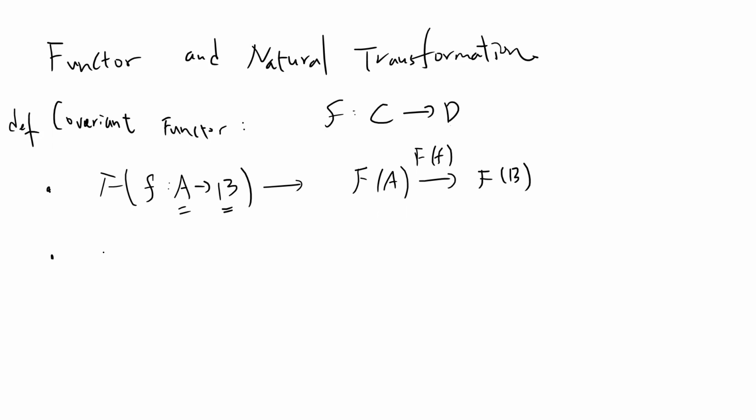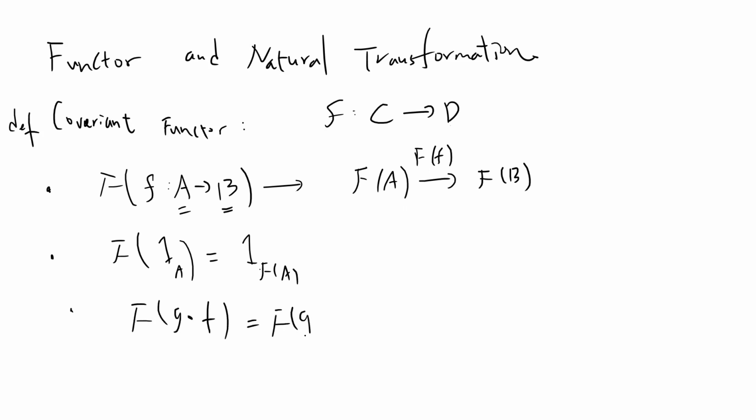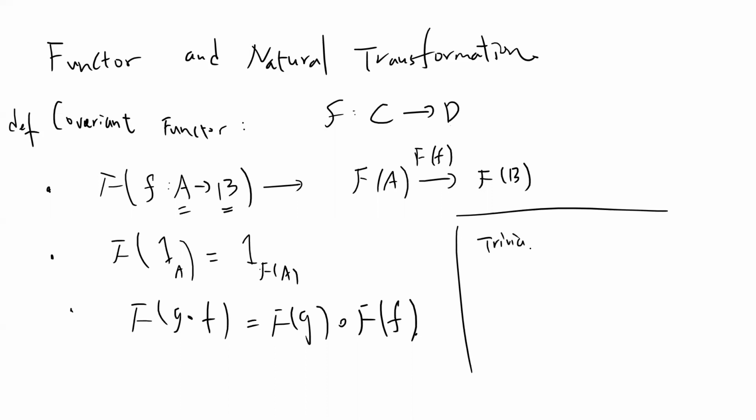Okay, and the second data is that you need to make sure that the identity morphism on A must be mapped to the identity on FA. And the third is that the composition works. Okay, this is called a functor. So a trivial example is the identity functor, which basically maps every object of C to itself, and every morphism to itself. Yeah, so simple results.